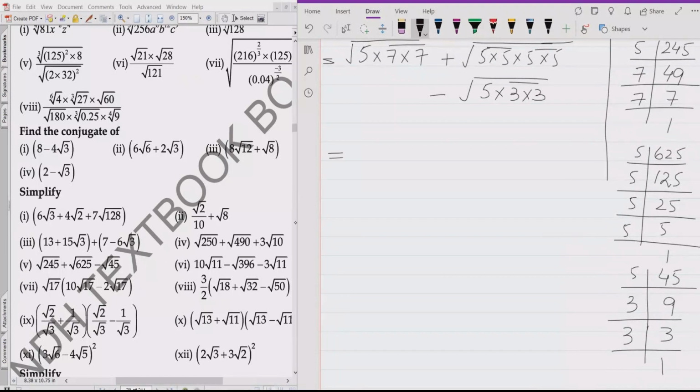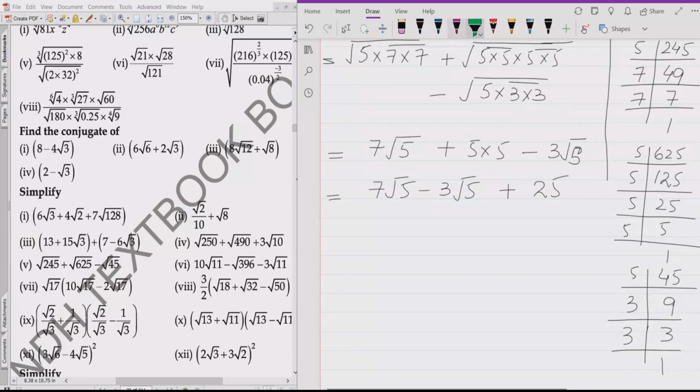So we get the 7 outside from the root because it has the pair, and here both are pairs, so we will get 5 multiplied by 5 outside the root. Here we will get the 3 root 5, right? So this one is not a surd. We can simplify these terms like 7 root 5 minus 3 root 5, and this one is 25, right?